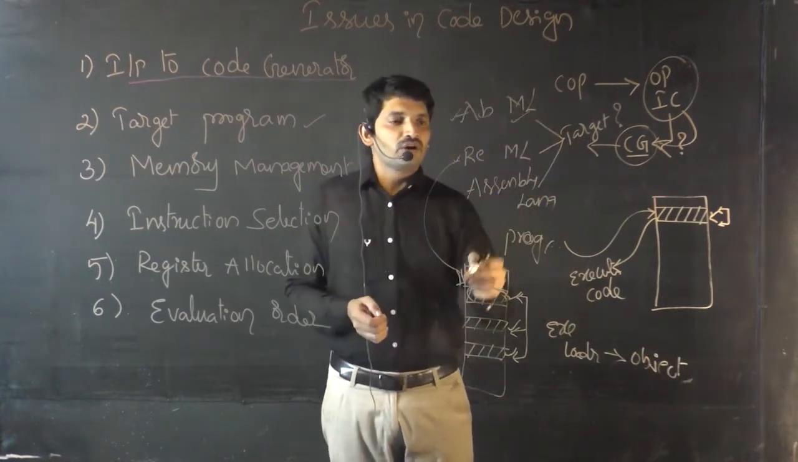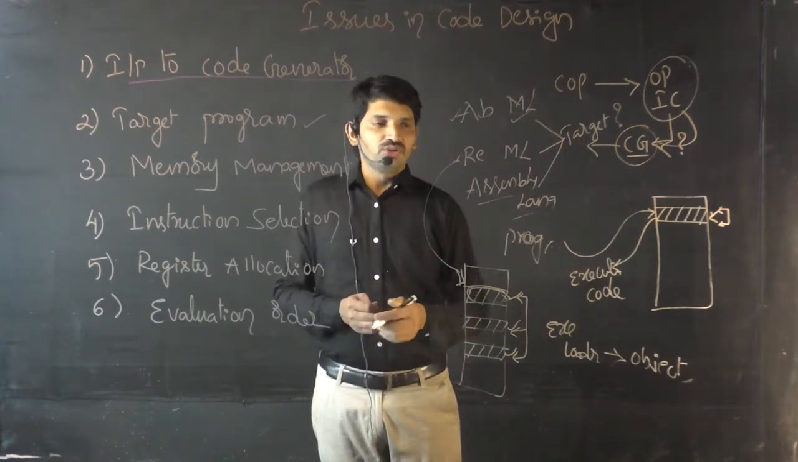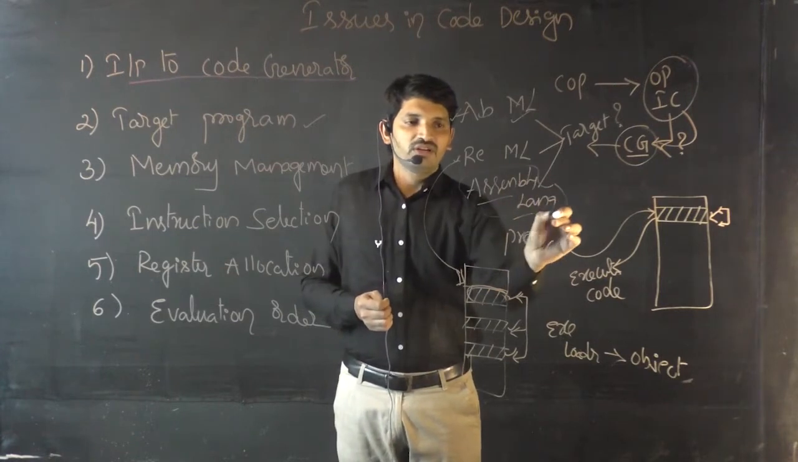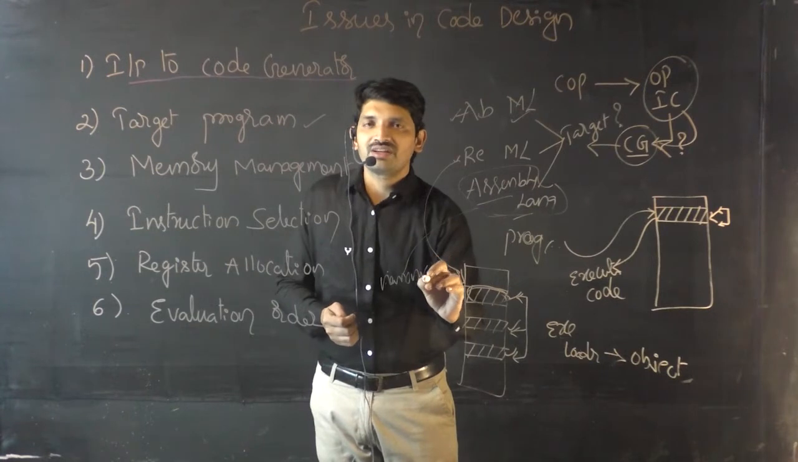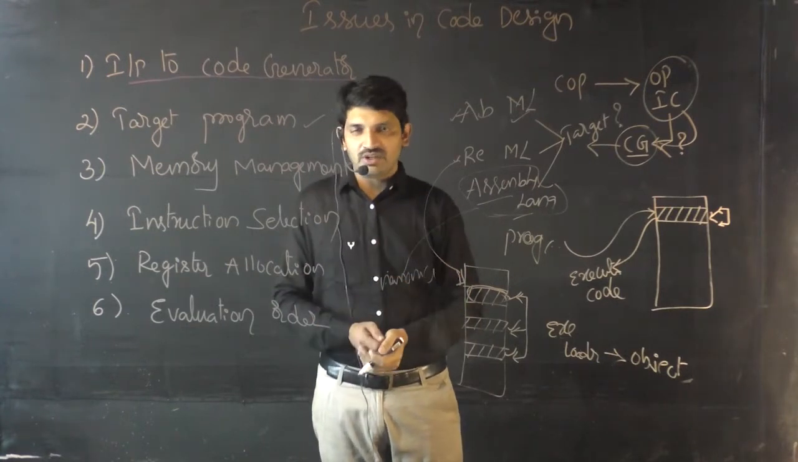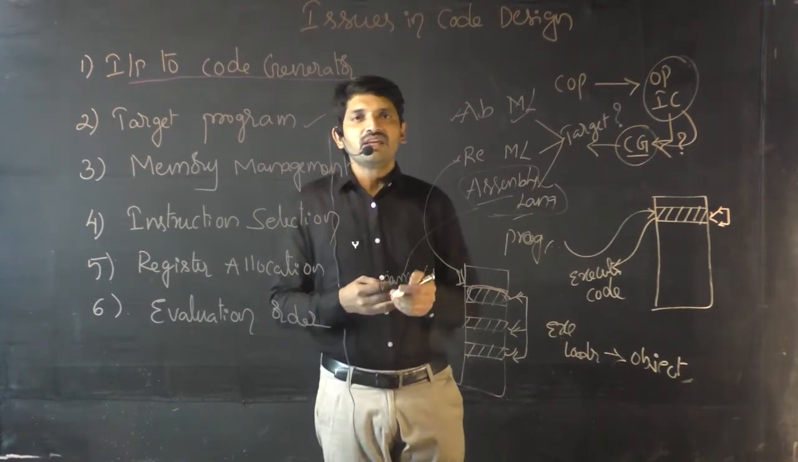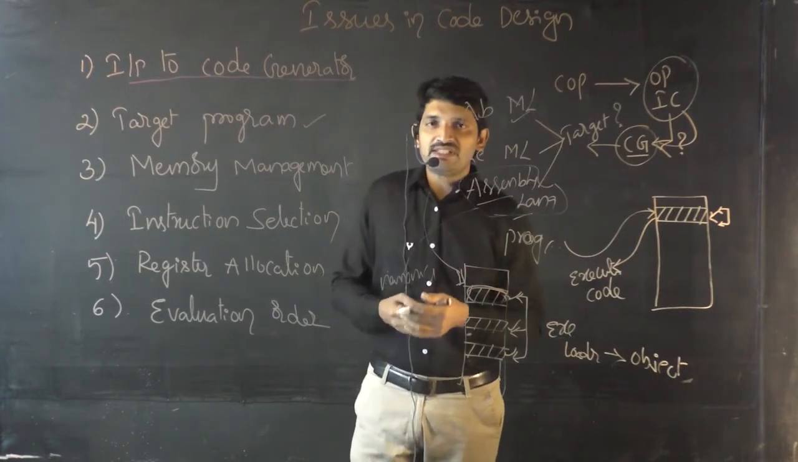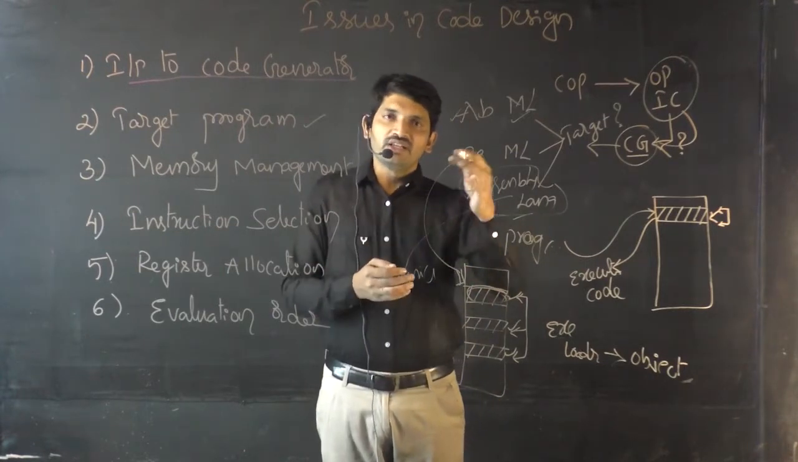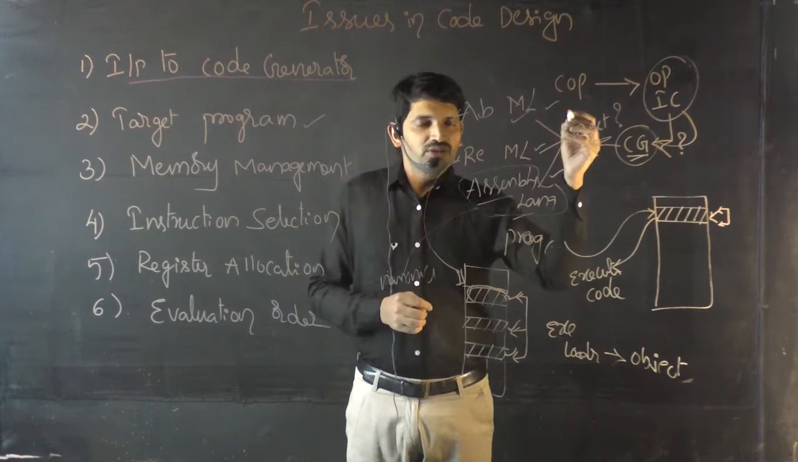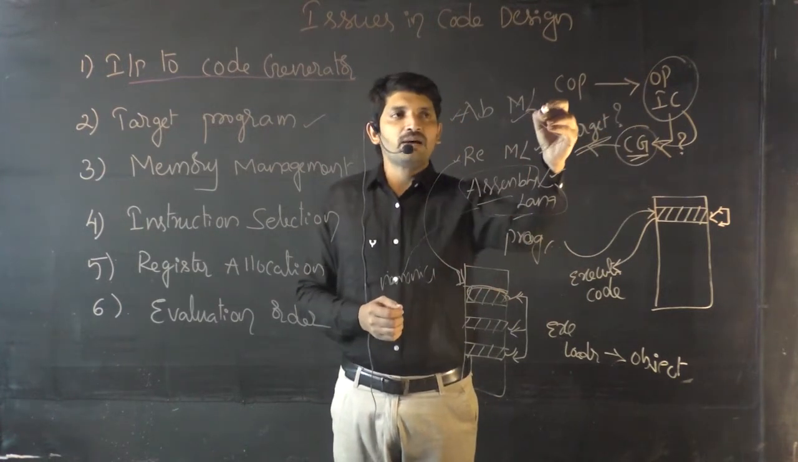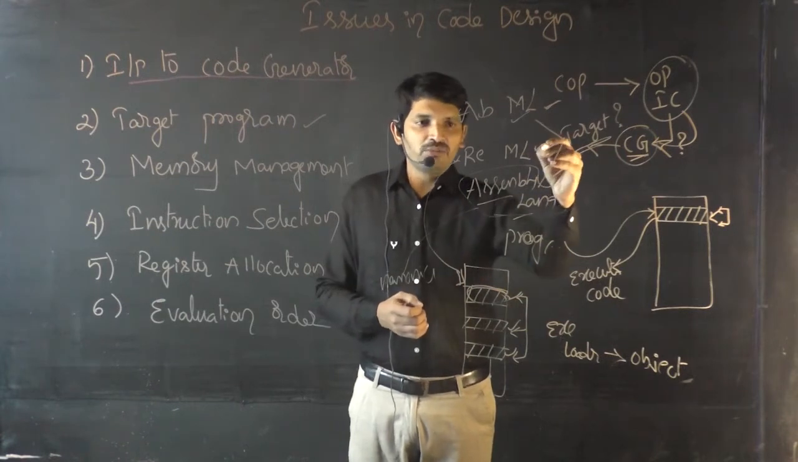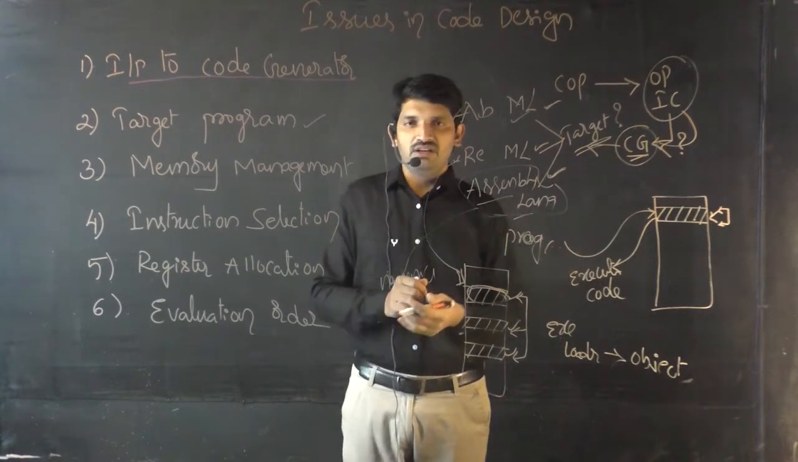Now come to assembly level language. Assembly level language consists of various mnemonics which are not easily understood by us, but if you write a program in assembly language, it can be converted to the target code very easily. So the target program of this code generator may be absolute machine code, relocatable machine code, or assembly level language.